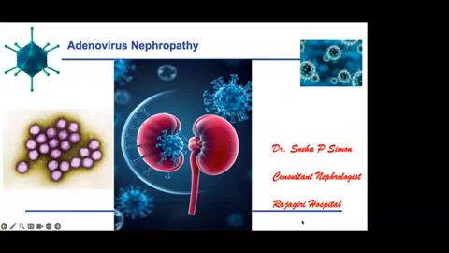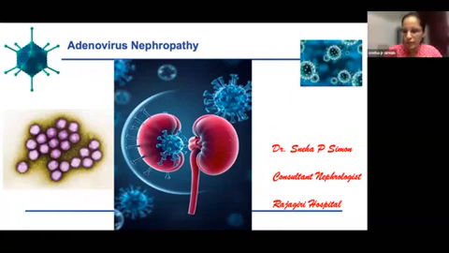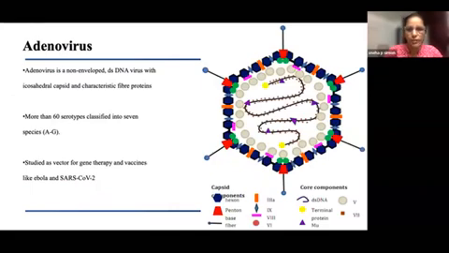So, the topic is adenovirus nephropathy. Adenovirus is a non-enveloped double-stranded DNA virus with an icosahedral capsid and a characteristic fiber protein, as shown in the picture. There are more than 60 serotypes, which are classified into 7 species, A to G. And this virus is studied as a vector for gene therapy and vaccines, like Ebola and SARS-CoV-2.